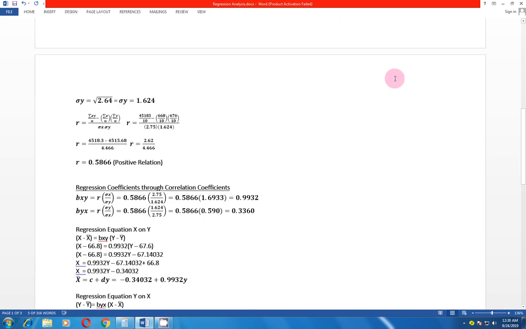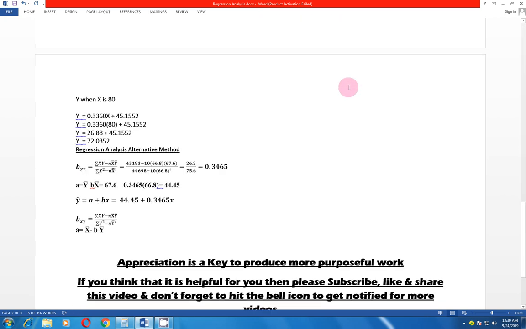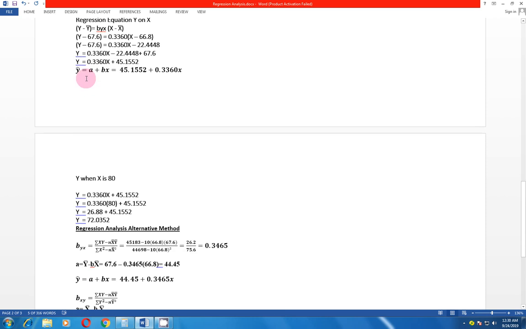So here this is our regression equation. We simply put the value of x here, and after calculating the whole equation we can find the value of y. After putting this value into the equation, the final value is 72.0352.